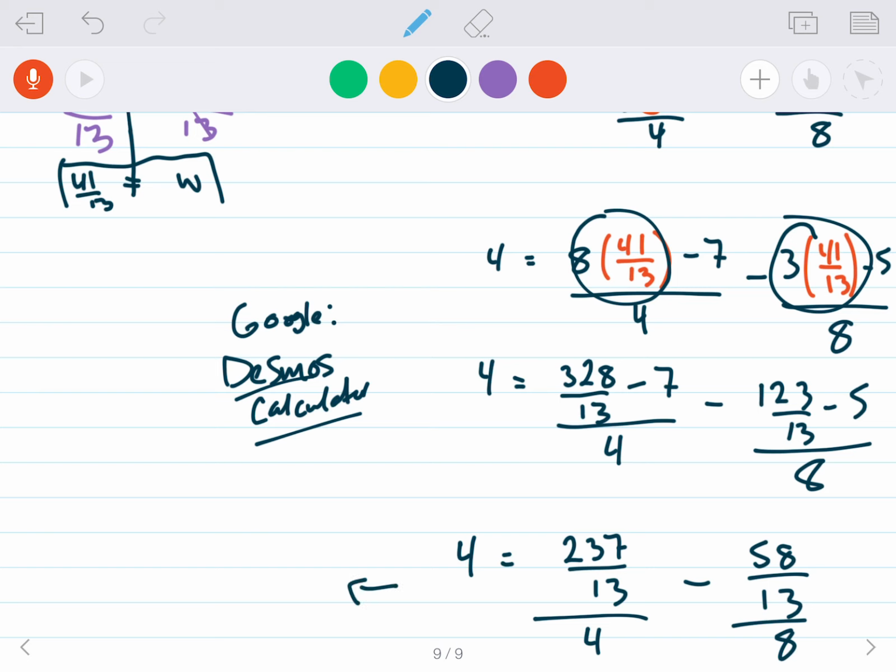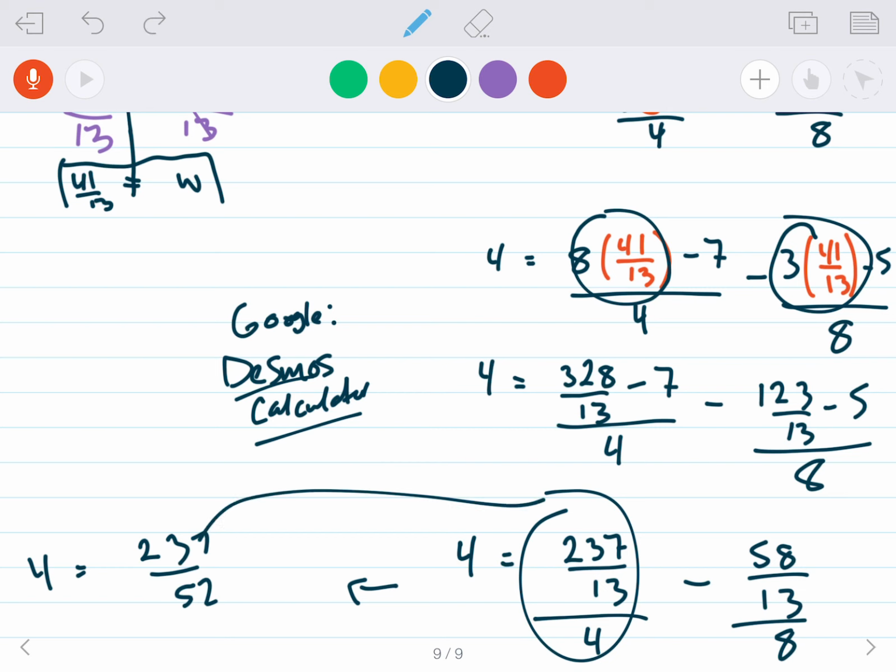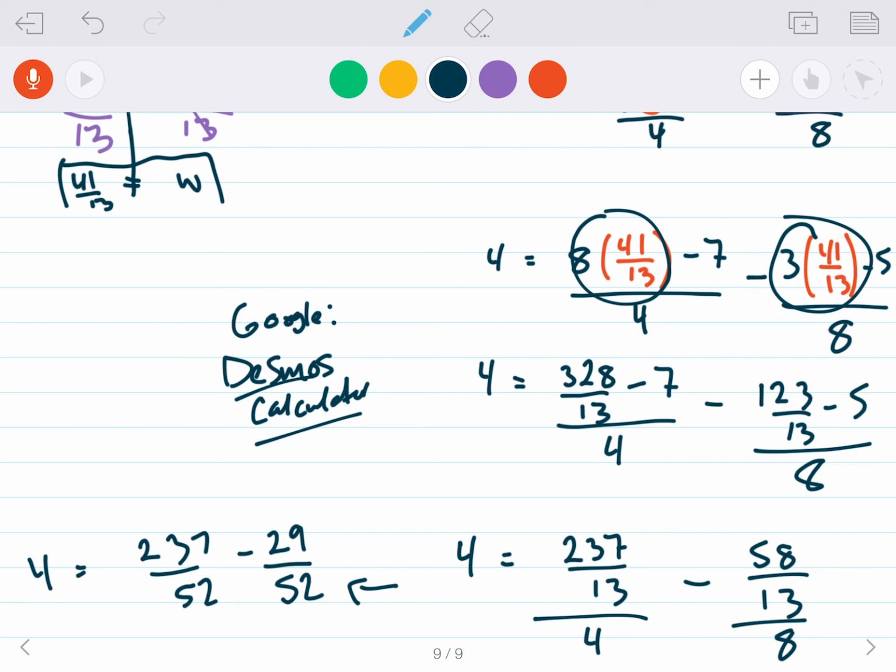Okay, all right, so we have 237 over 13 divided by 4. I get 237 over 52. So we have 4 equals 237 over 52, which I found just by putting it in the calculator. And then 58 over 13 divided by 8 is 29 over 52. So when I do this subtraction, I get 208 over 52.